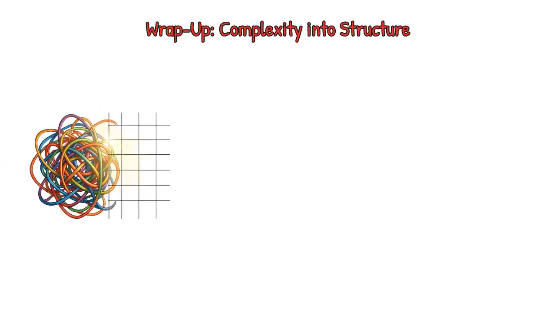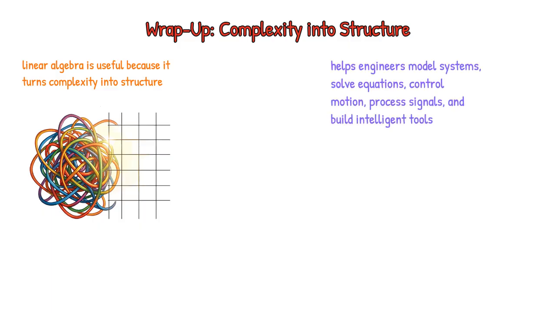So the big takeaway is this: linear algebra is useful because it turns complexity into structure. It helps engineers model systems, solve equations, control motion, process signals, and build intelligent tools. It is not just math for math's sake. It is one of the main reasons modern engineering can be precise, scalable, and computationally powerful.